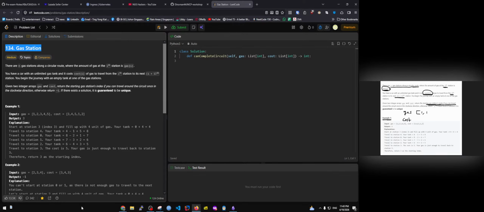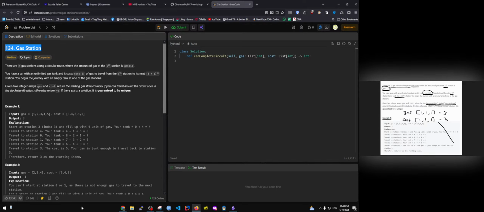So if I had, let's say this was our gas array, the sum in this case is equal to 3. And if we had a cost array of the exact same, 3, we would have enough gas to make a loop, right? So in that case, we would not return -1.